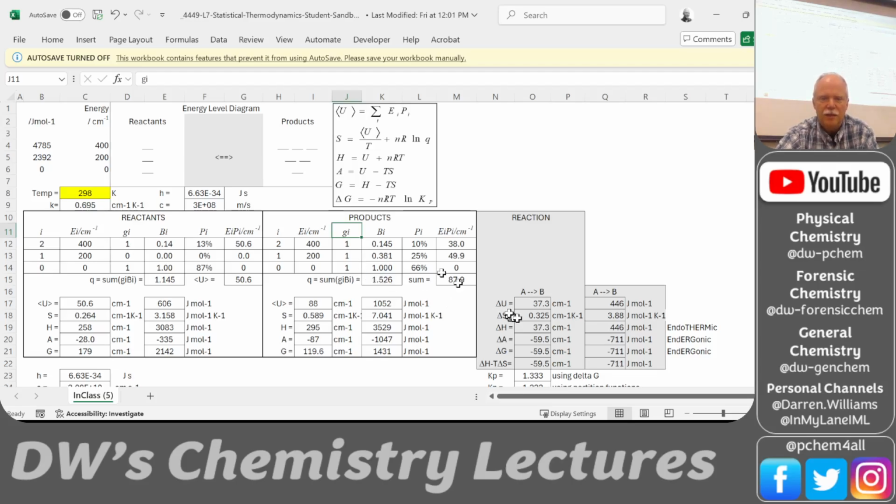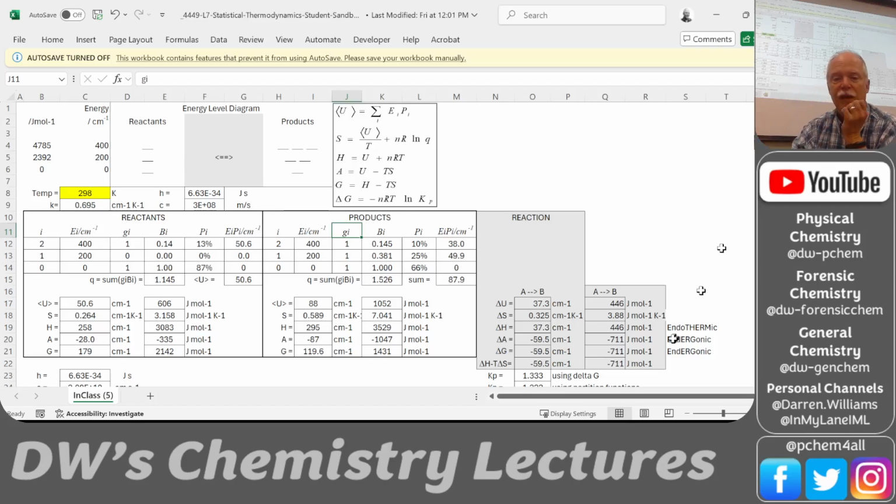Look, it's still no degeneracy, right? Here are the products, no degeneracy. And yet it's still endothermic and it's still spontaneous. So what's driving it forward? It's not enthalpy, right? We want negative delta Gs, and if you have a positive enthalpy, it's a problem. You're not going to be spontaneous if the temperature is low enough.